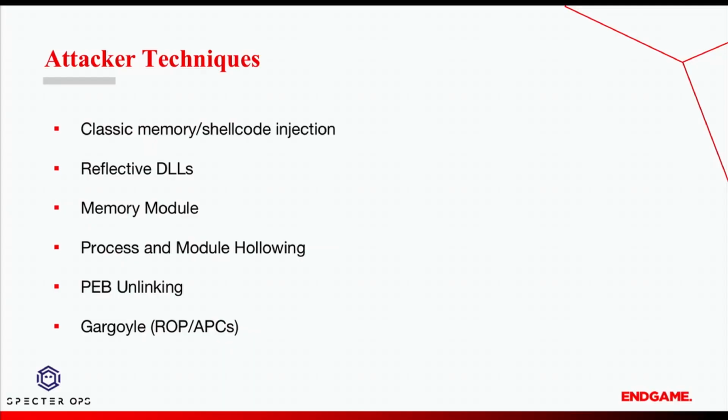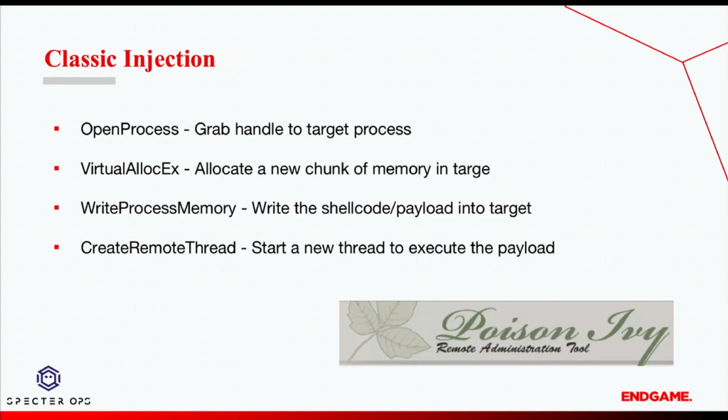So here are the attacker techniques we're going to go through. We're going to talk about classic memory shellcode injection. We'll touch on reflective DLL loading, which I'm sure a lot of people have heard of. Memory module, which is newer, but is a twist on reflective DLL loading. Process and module hollowing, and PEB unlinking. And finally, we'll talk about a new technique that came out within the last few weeks known as Gargoyle, which is kind of cool.